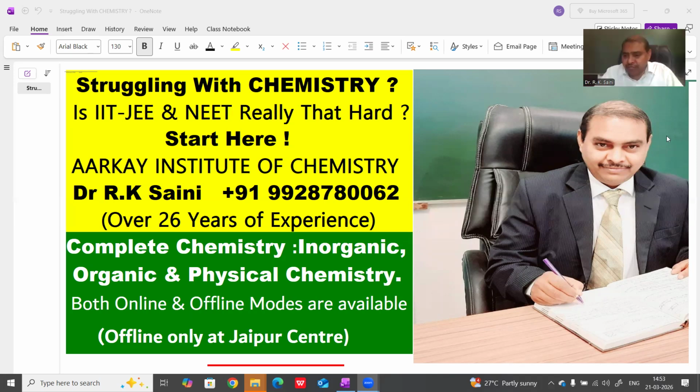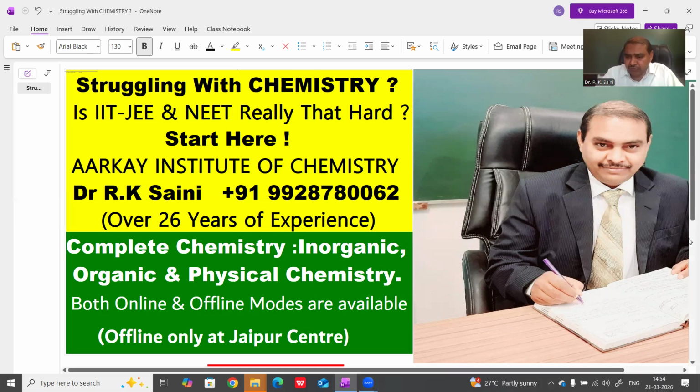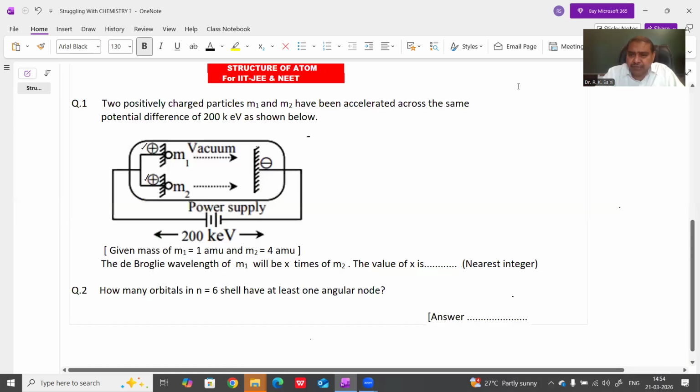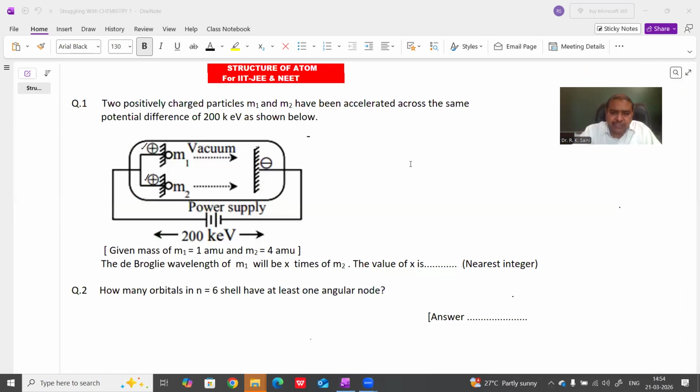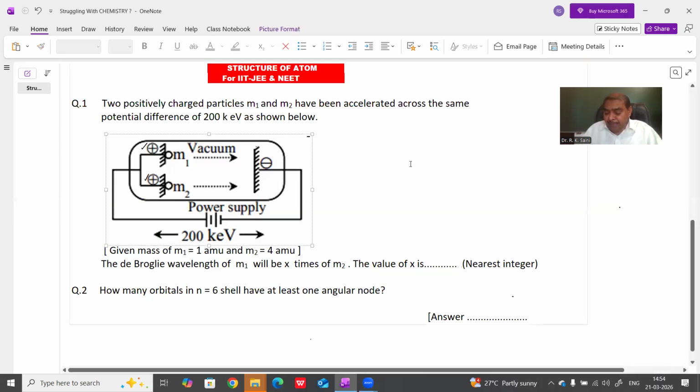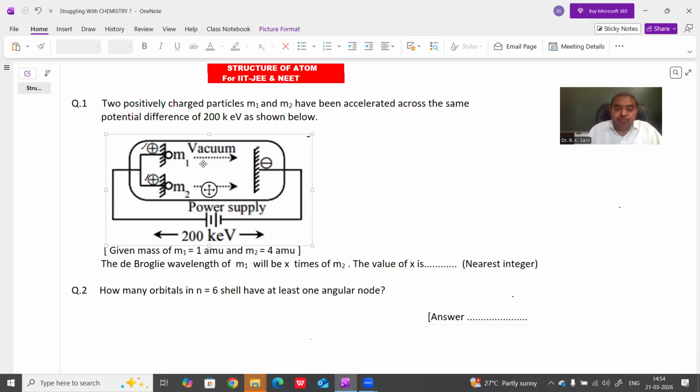And this is the question. In this question, we find the relation between the de Broglie wavelengths of two particles, namely M1 and M2. These particles are accelerated with a potential difference of 200 kilo electron volt and they carry equal charge. It means their charge and potential difference are equal, or we can say they have equal kinetic energy.